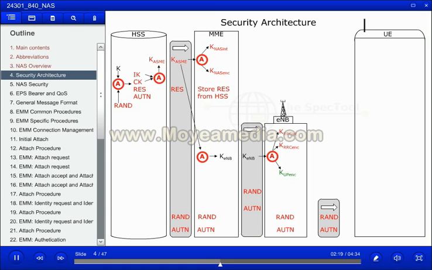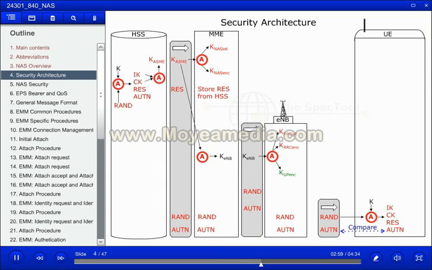The UE will use the RAND as an input to an algorithm, together with the key K, which is securely stored on the SIM card. The output will be the integrity key, ciphering key, response value, and authentication token. Before the UE takes any further actions, it will compare the received AUTN with the calculated one. If the two parameters match, the home network operator is authenticated.